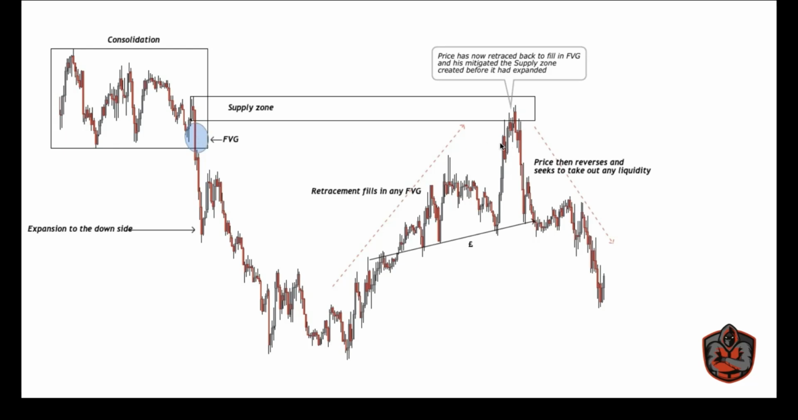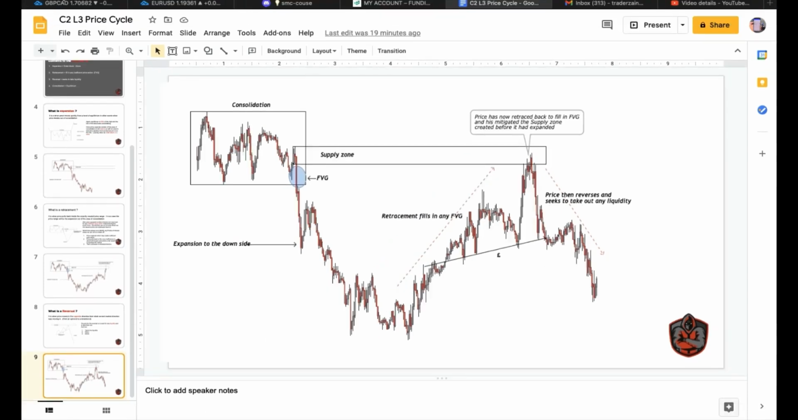And number 4, reversal, seeks to take out any liquidity. What do we have here? Trend line. And what is that? Liquidity. What did price do? Seeks to take it out. Now, that is literally all. These are the 4 concepts to understanding the price cycle. And I'm going to quickly show you guys examples before I wrap up this lesson.